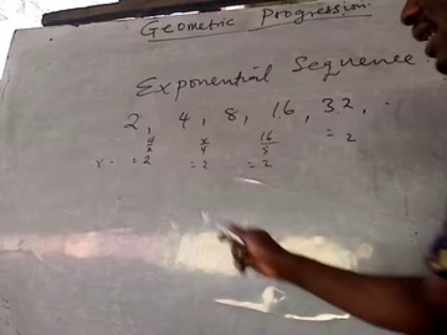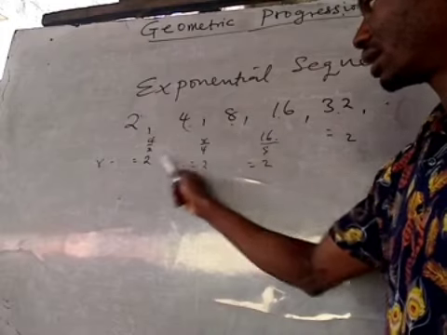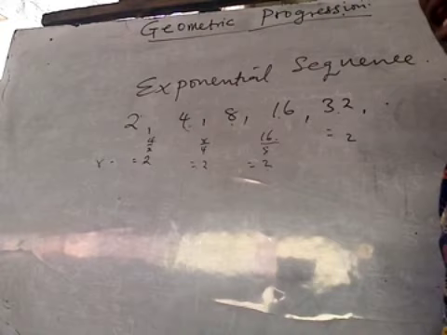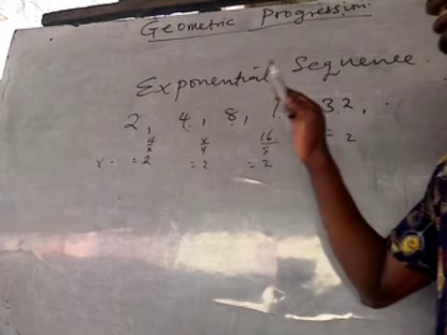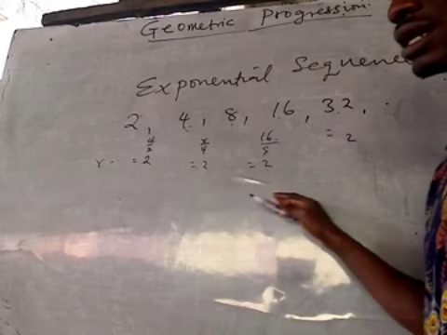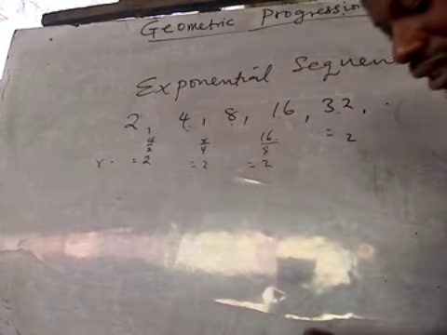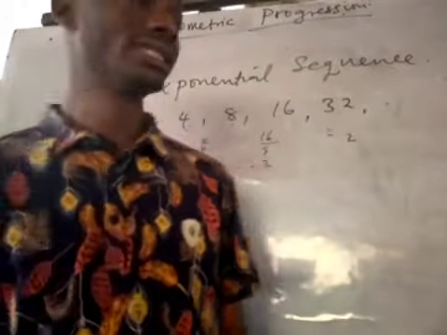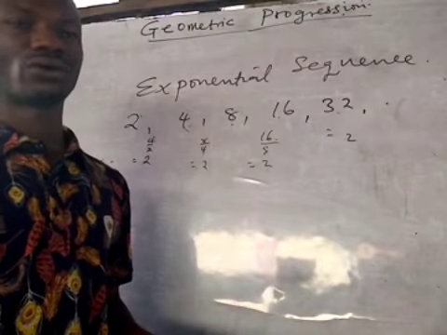So you can see that the ratios between two consecutive terms are the same all throughout the sequence. Whenever you can see the existence of a common ratio among consecutive terms of the sequence, we conclude that the sequence is in geometric progression. This is a typical example of a sequence in geometric progression.